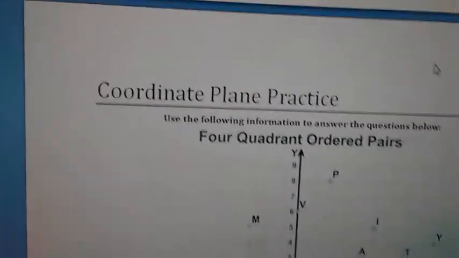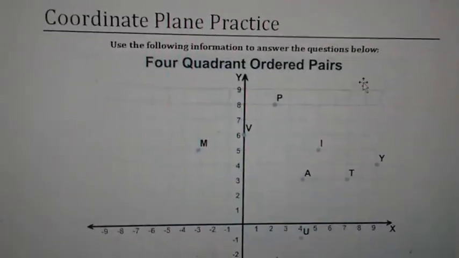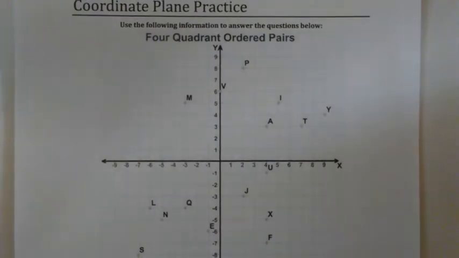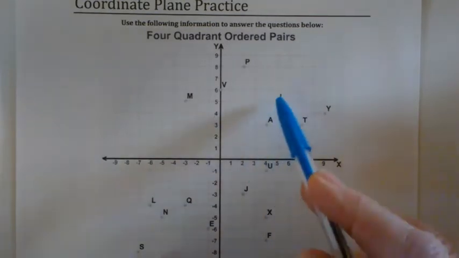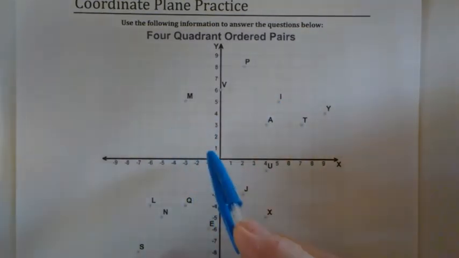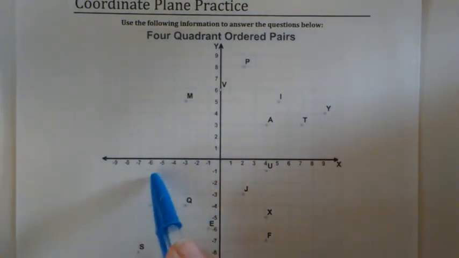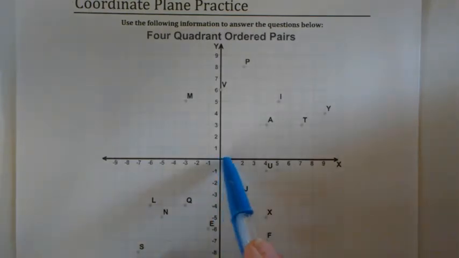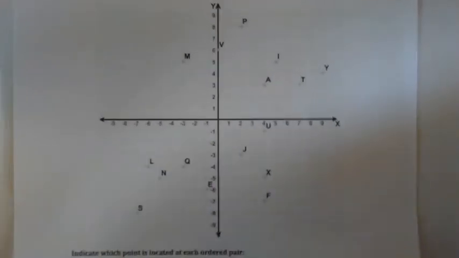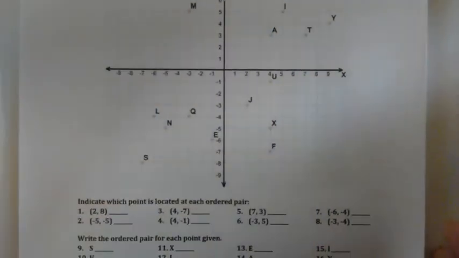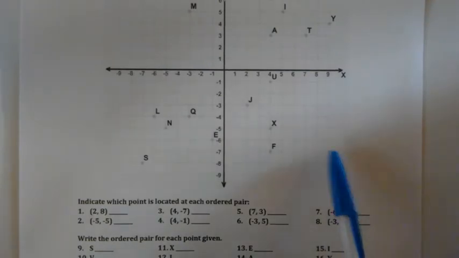Okay, so now we're going to do some coordinate plane practice. Coordinate plane practice. 4 quadrant ordered pairs. Remember this one is your first quadrant, all positive, positive x, positive y. Second quadrant, negative x, positive y. Third quadrant, negative x, negative y. And fourth quadrant, positive x, negative y. And it says on our exercise down here, indicate which point is located at each ordered pair.